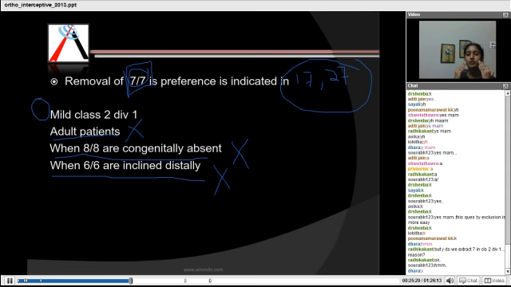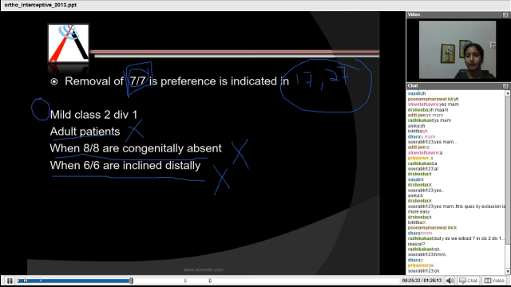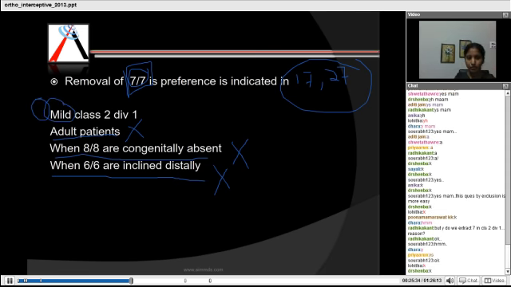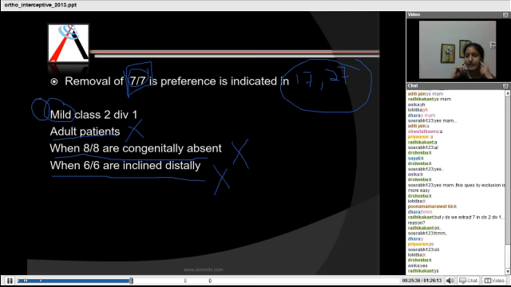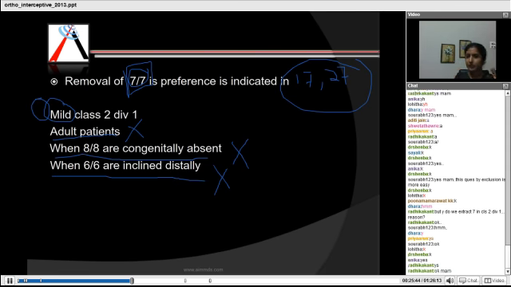Class 2 division is what? Where your anteriors are proclined. But this is again mild, not much. So when you are extracting second molars, entire arch will move behind. Slowly, it will take a lot of time, but it will move. Okay? Clear all of you now?